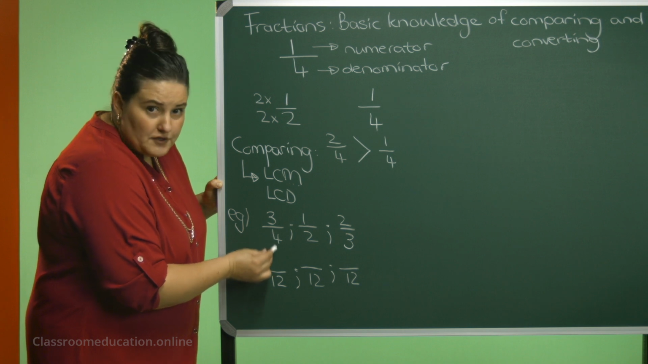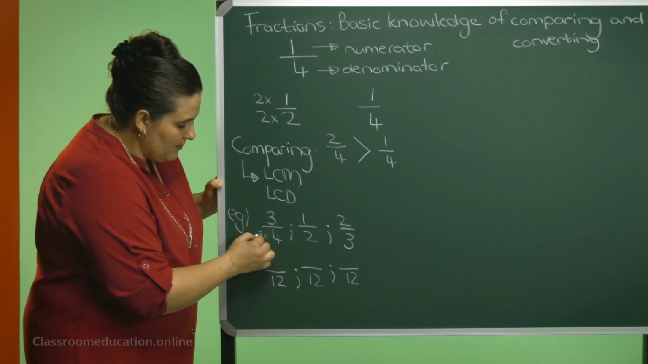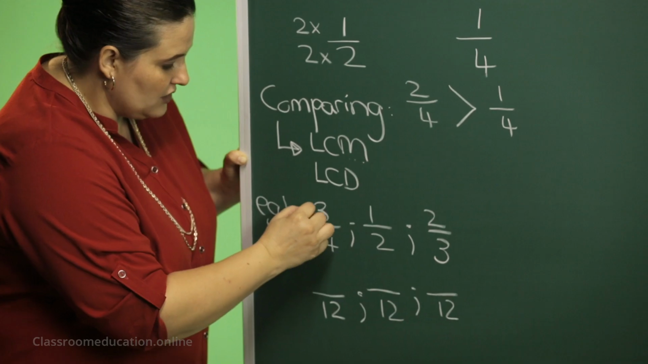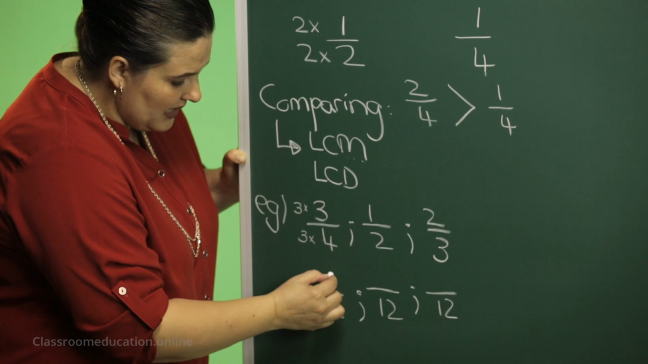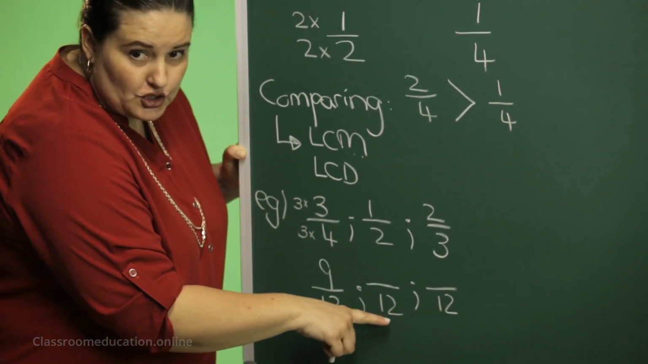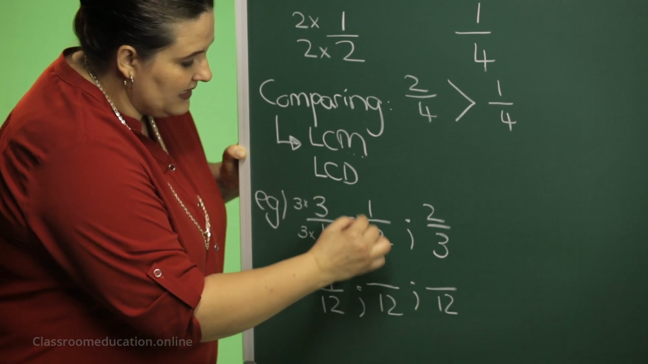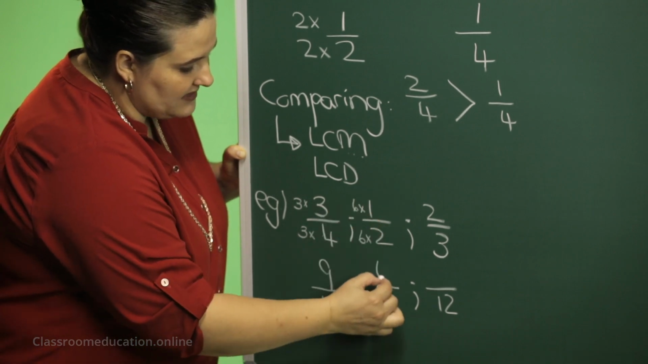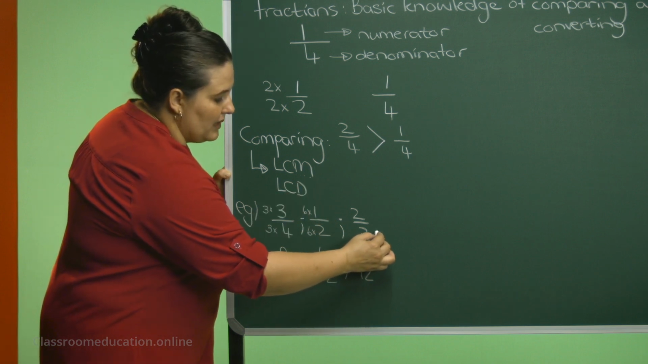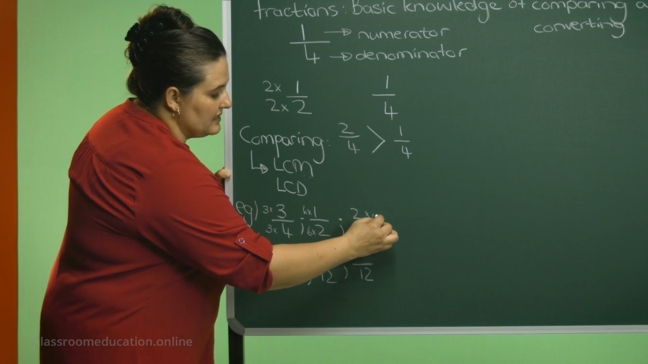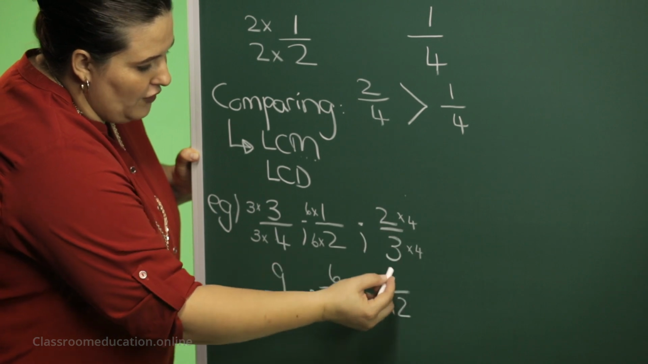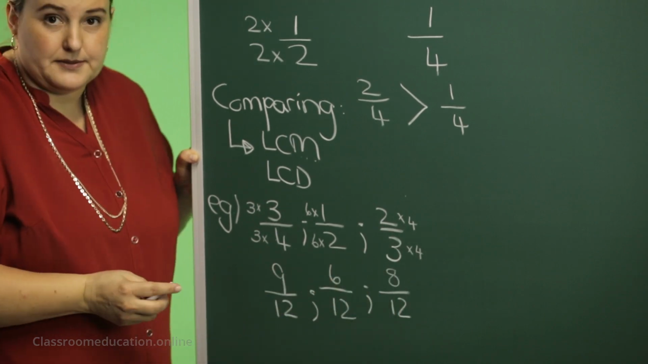To change the fourths to 12s, I need to multiply by 3. But then I need to multiply my numerator by 3 as well. So times 3. And this will become 9 twelfths. Here, I have a 2. I need to change it to 12s. I multiply with 6, the numerator and denominator. That will become 6 twelfths. I have thirds. I need to multiply by 4 to get it the same value. The equivalent fraction. The top and bottom multiplied by 4, so that will give me 8 twelfths.